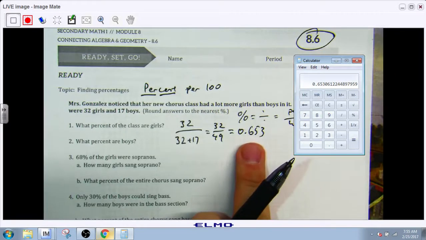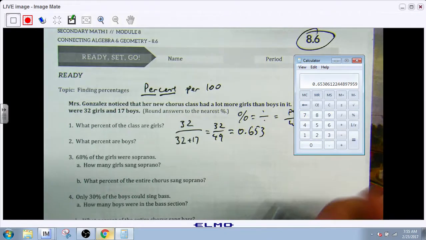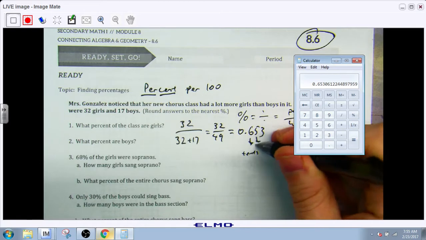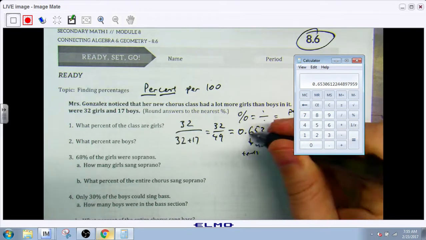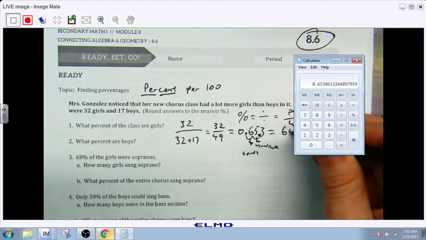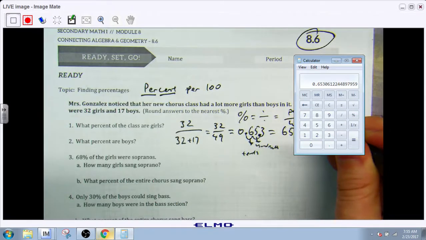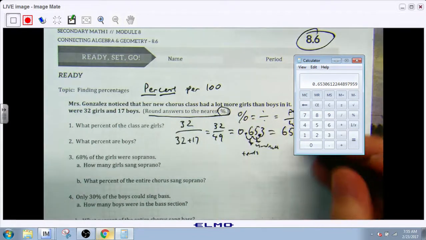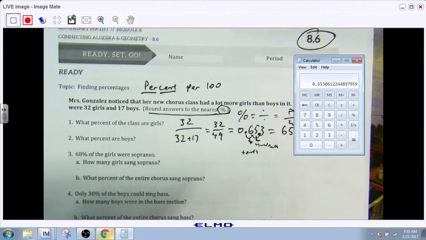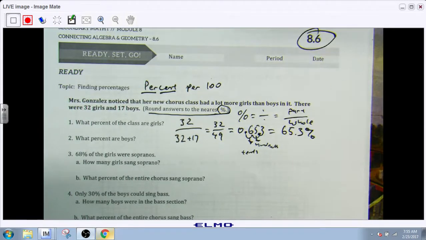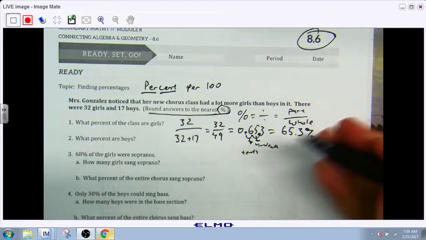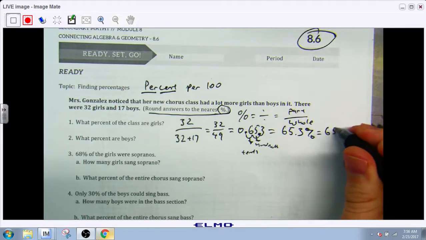So when I look at this, I have to remember my decimal rules. I know that this is called the 10th place, and this is called the 100th place. So all I have to do is move my decimal over 2 spots so that I get 65.3%. But then I see it says round answers to the nearest percentage. So that means I can drop my decimal in this case because it's less than 5. If it were 5 or greater, I would round it up. So this becomes just simply 65%.